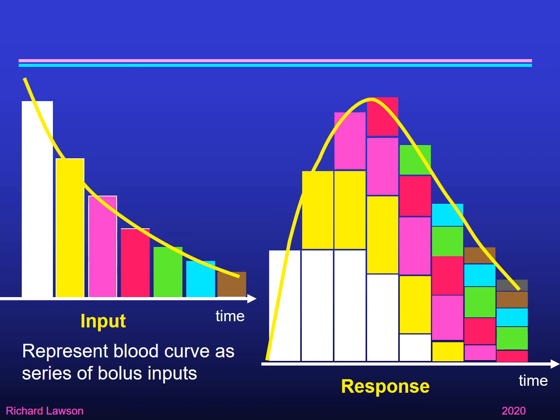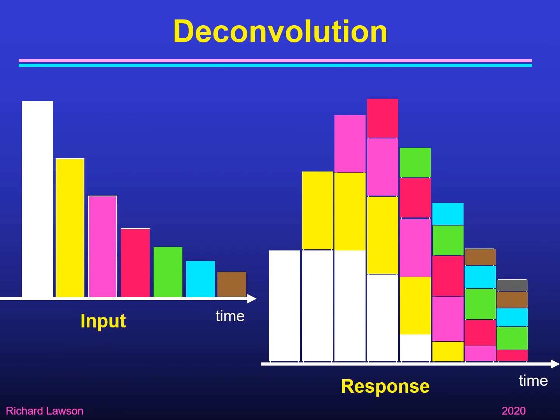Now mathematically, that method is called convolution. What we're really interested in is the opposite, deconvolution. So to apply that process in reverse, we have an observed blood curve which we can assume has a decreasing number of units of activity with time, and an observed renogram with a shape like this.